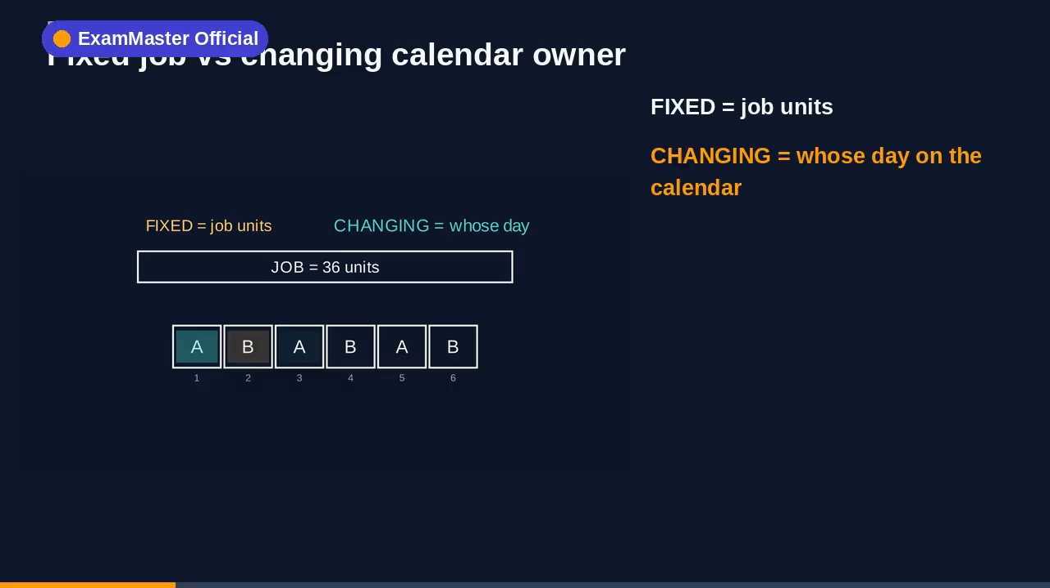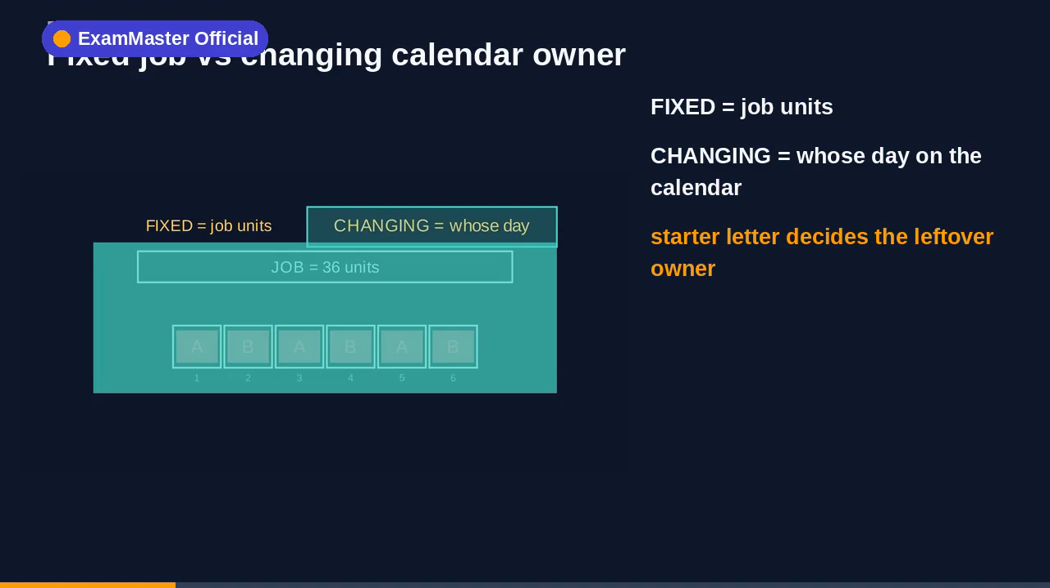Before calculating, separate what stays fixed from what changes. The job size in units is fixed. Whose day it is changes with the calendar, and that decides who finishes the leftover.